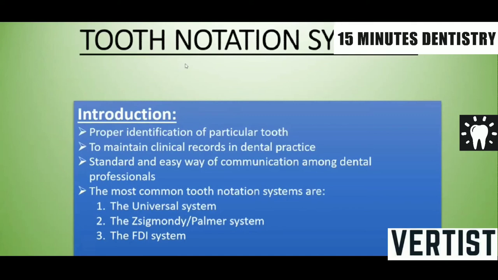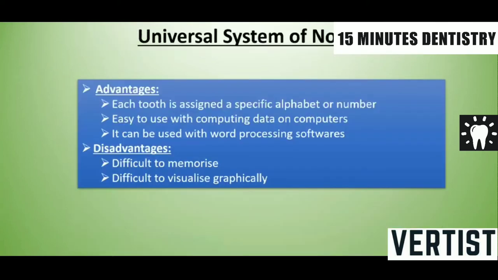Tooth notation, called the tooth notation systems. For the proper identification of a particular tooth, to maintain the clinical records in dental practice, the tooth notation systems are used. They are a standard and easy way for communication among dental professionals. The most common tooth notation systems are the universal system, Zsigmondy or Palmer system, and FDI notation.